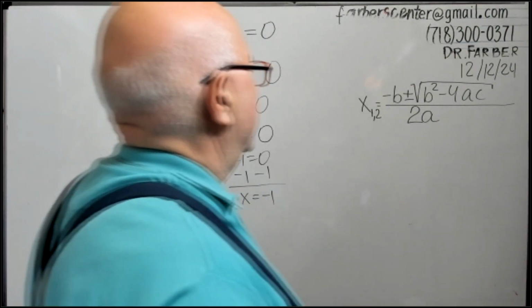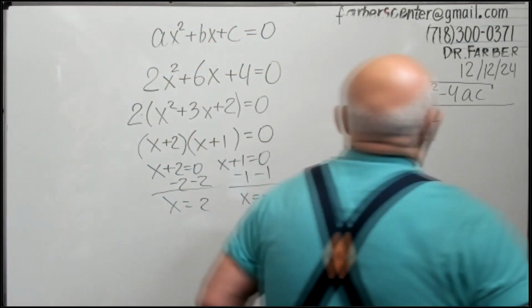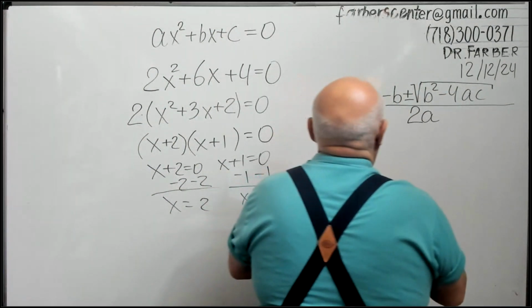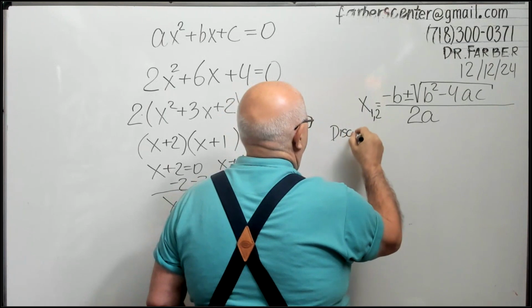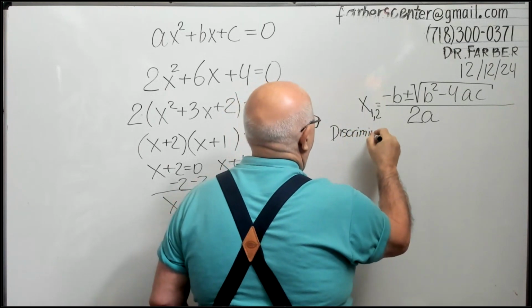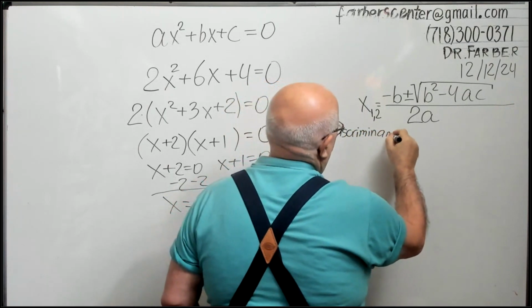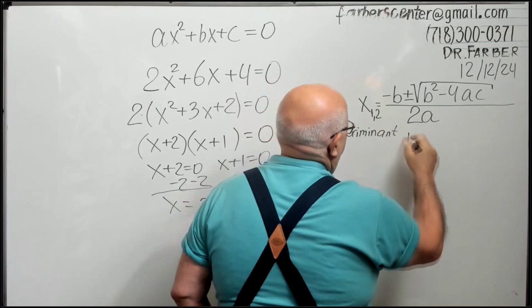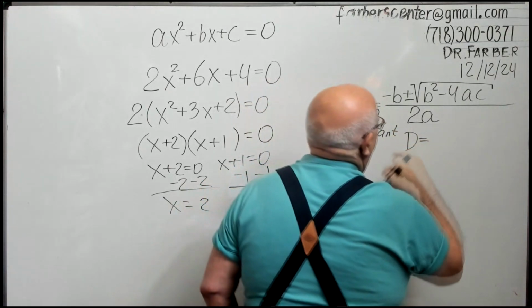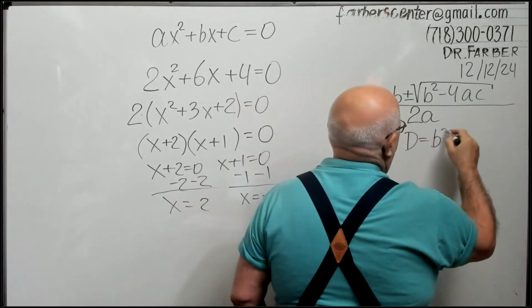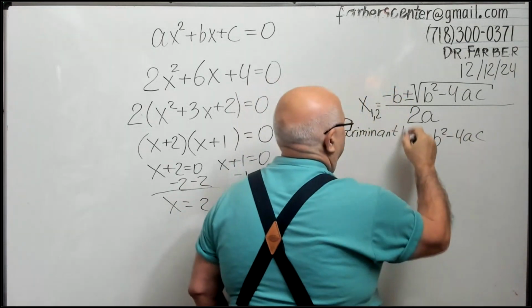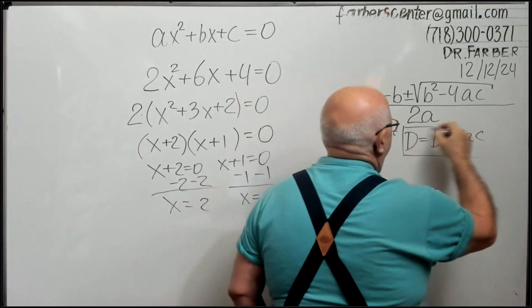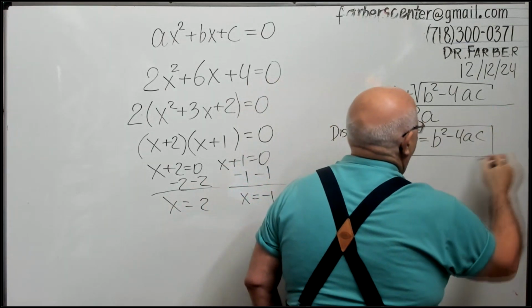Okay, I want to note a little bit about this part under the radical. We name it the discriminant. And we name it discriminant D equals b squared minus 4ac. It's very important for analysis of this quadratic equation.